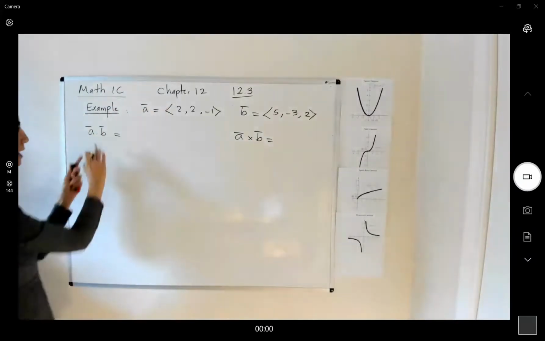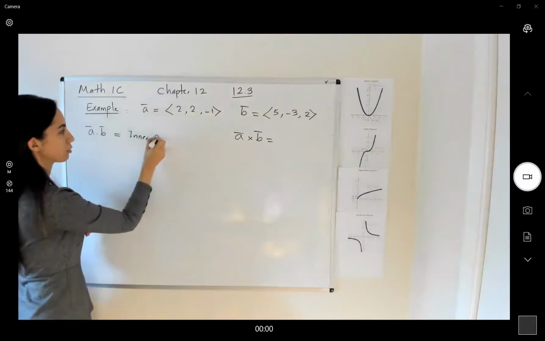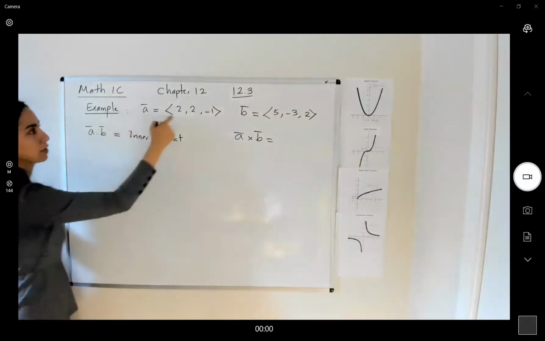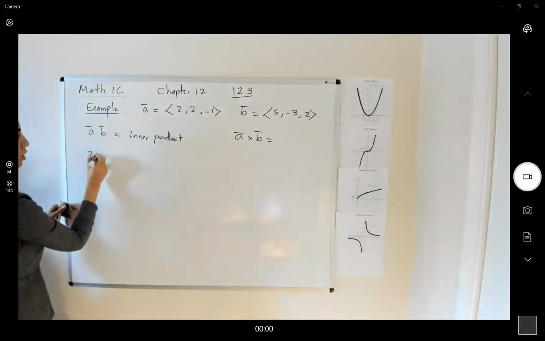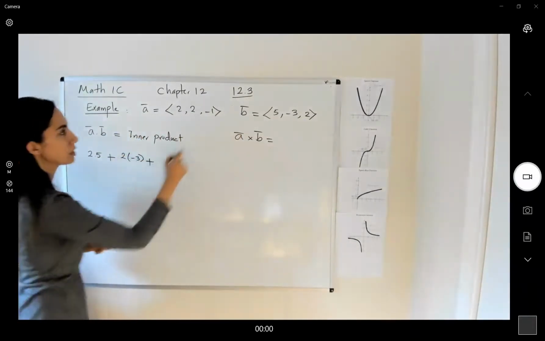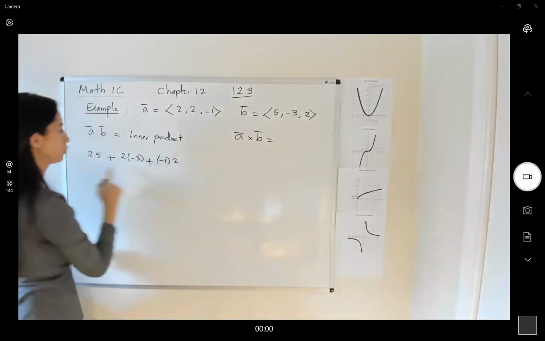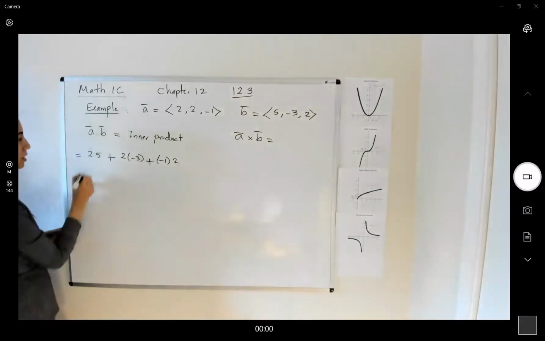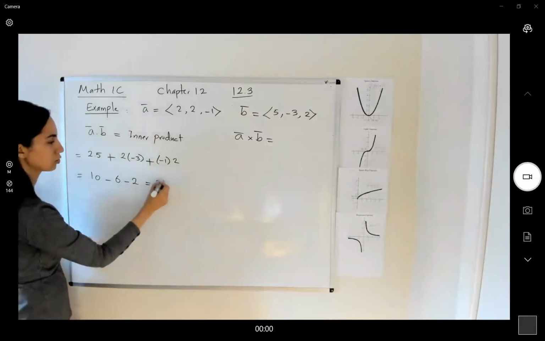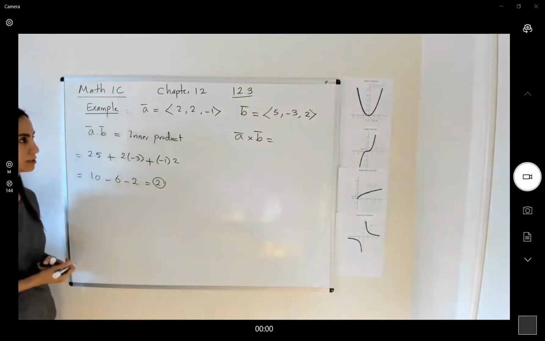Okay. A dot B, the inner product between them, is easy. So we have 2 times 5 plus 2 times negative 3, plus negative 1 times 2. Then we do the multiplication and we add them all together. This is equal to 10 minus 6 minus 2, 10 minus 8, which is 2. The inner product or dot product between these two vectors.